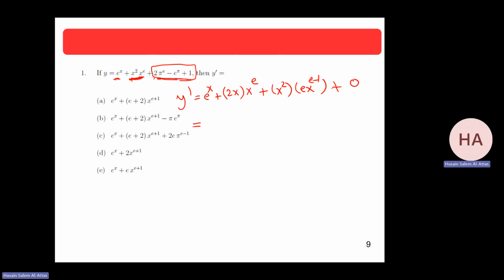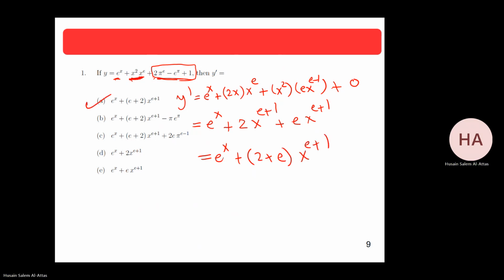Okay, so I have what? E to the power x. Here I have 2x to the power e plus 1, plus e x to the power e plus 1. Good. So I have e to the power x plus 2 plus e x to the power e plus 1, which is this one. Just a matter of calculation.